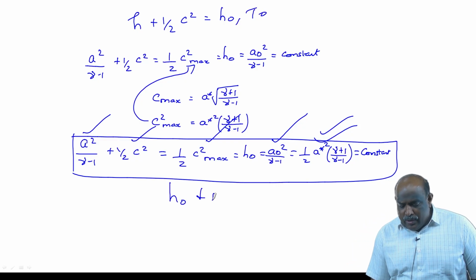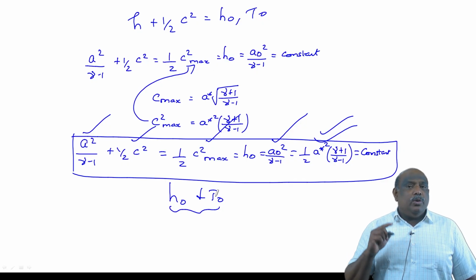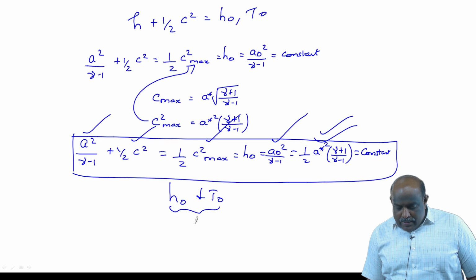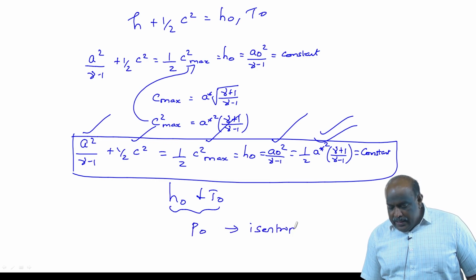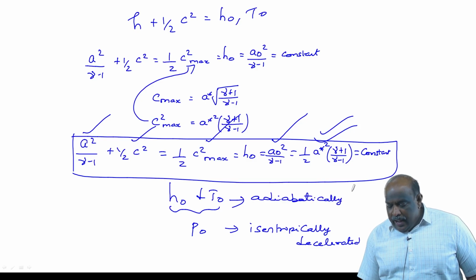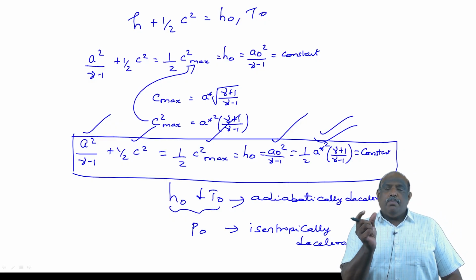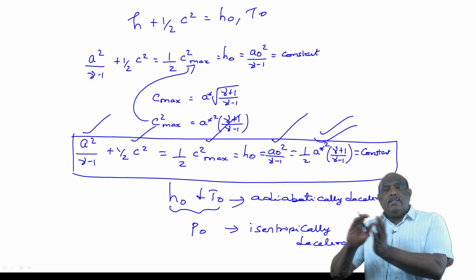H naught and T naught are one and the same in the sense that they can be obtained by adiabatically decelerating to zero velocity, whereas P naught is not the same. It is what? Isentropically decelerated. But in order to get H naught and T naught, it is enough to be what? Adiabatically decelerated. So in such a case, I can put H naught and T naught in one particular group and P naught separately.